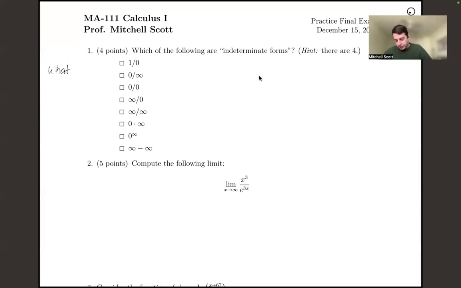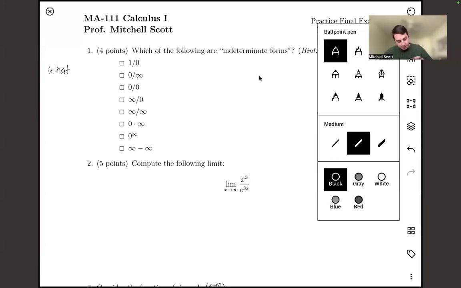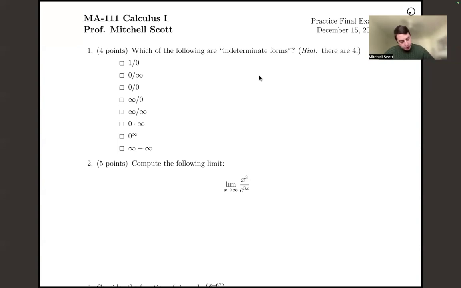Oh, that is kind of thin. So let's make it thicker. So the question is, what is an indeterminate form?